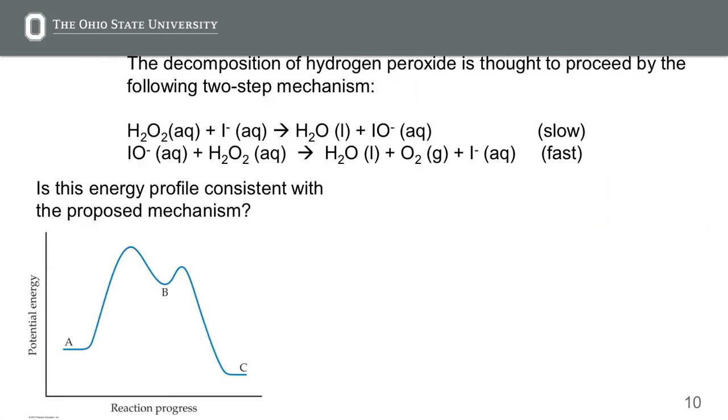Okay, so we said that the rate is equal to k times H2O2 times I minus. So that's from our previous slide. Now, if we take a look at the mechanism, we have a slow first step and a fast second step. Is this energy profile, potential energy diagram, consistent with the proposed mechanism?